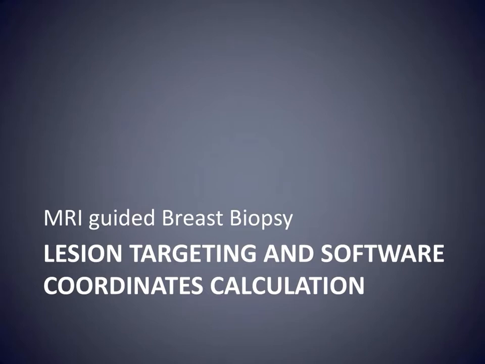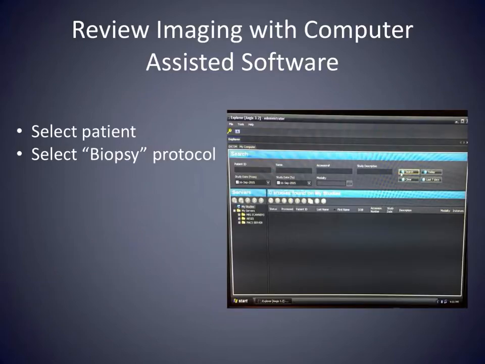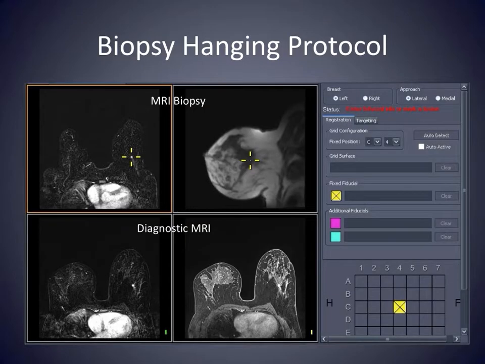Okay, let's begin with software-guided coordinate calculation that comes with the manufacturer. The first step in lesion targeting with computer-assisted software is to open the work list, select the desired patient, and then select the biopsy protocol. This is an example of what the computer will display once the desired patient is selected.